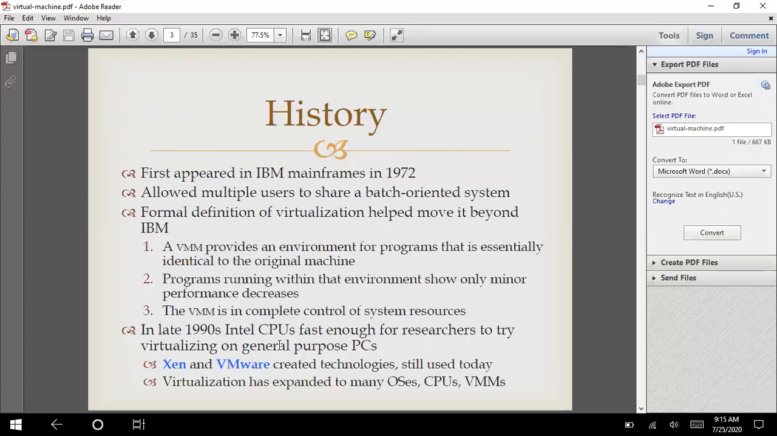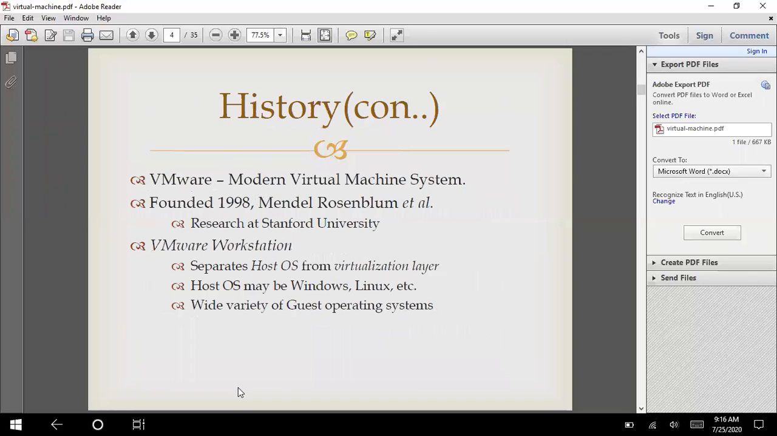In the late 1990s, Intel CPUs became fast enough for researchers to try virtualizing on general purpose personal computers. Xen and VMware created technologies that are still used today. Virtualization has expanded to many OSs, CPUs, and VMMs. VMware is a modern virtual machine system. It was founded in 1998 by Mendel Rosenblum, who was a researcher at Stanford University.